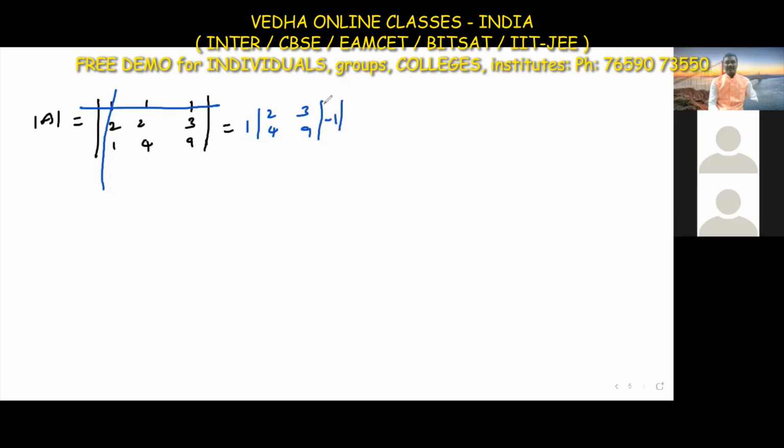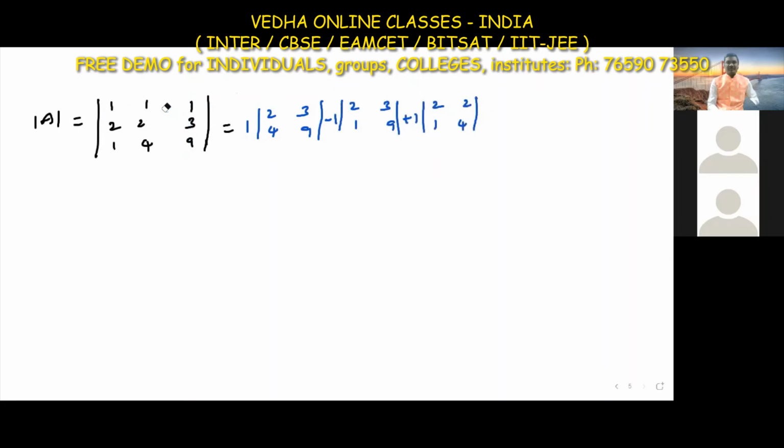Next element, we take minus 1 into 2 3 1 9. Afterwards plus 1 into, close the row and column, so close the third column here, that is 2 2 1 4. Now simplify.